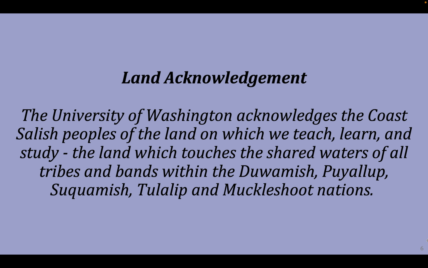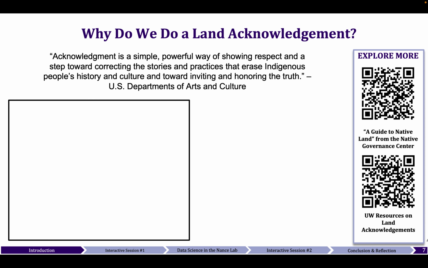At the University of Washington, we like to give land acknowledgements. So the University of Washington acknowledges the Coast Salish peoples of the land on which we teach, learn, and study, the land which touches the shared waters of all tribes and bands within the Duwamish, Tulalip, Suquamish, and Muckleshoot nations. Since this is our first time doing a land acknowledgement, I just want to provide a little bit more information about them. So why do we do a land acknowledgement? An acknowledgement is a simple, powerful way of showing respect and a step towards correcting the stories and practices that erase Indigenous people's history and culture, and toward inviting and honoring the truth.